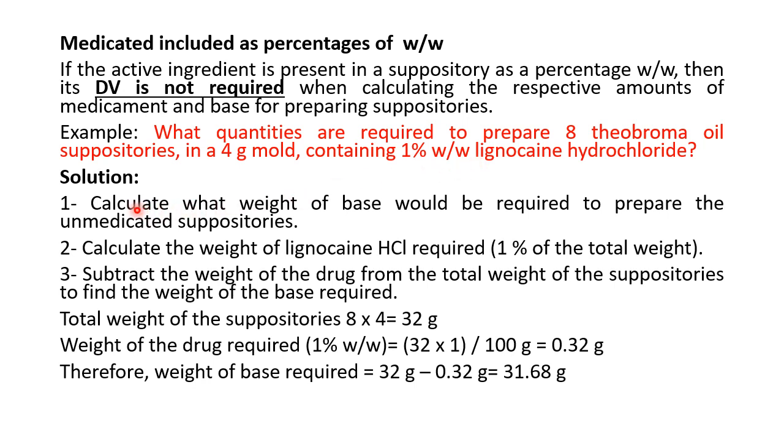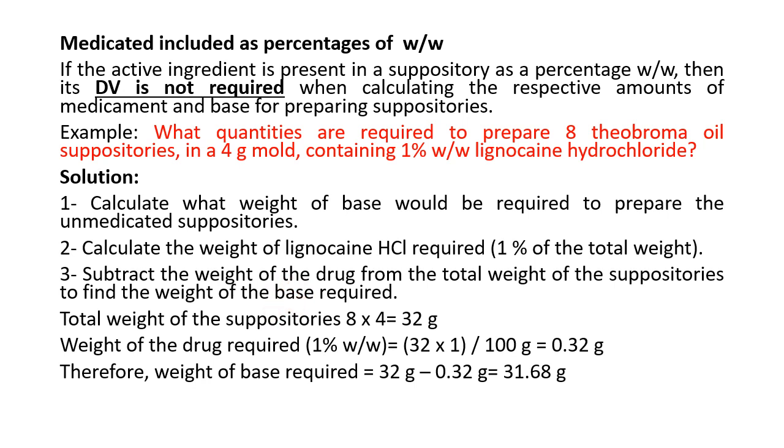So in this case, we need first to calculate the weight of the base required to prepare the unmedicated suppositories, and we need to calculate the weight of the active ingredient to prepare the 8 suppositories, and then we need to subtract the weight of the drug from the total weight of the suppositories to find the weight of the base.